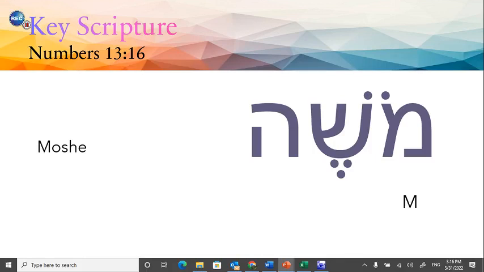You have the mem with the cholam above the mem, which makes an O sound, mo. Then you have the shin with the dot on the right side. The three dots underneath the shin are called a segol, and the segol makes an eh sound, as in the English word egg, right? So you have Moshe.